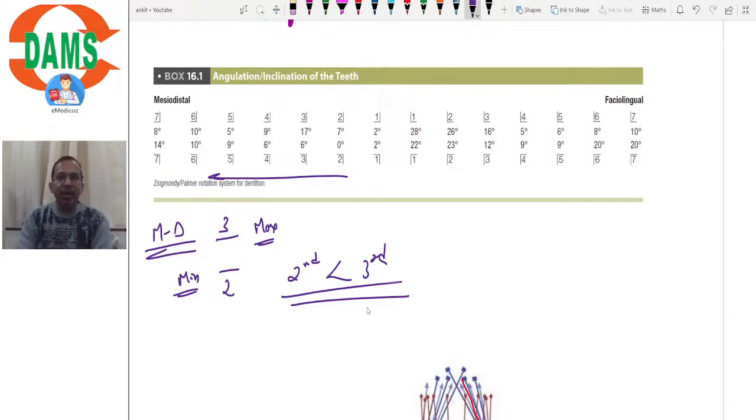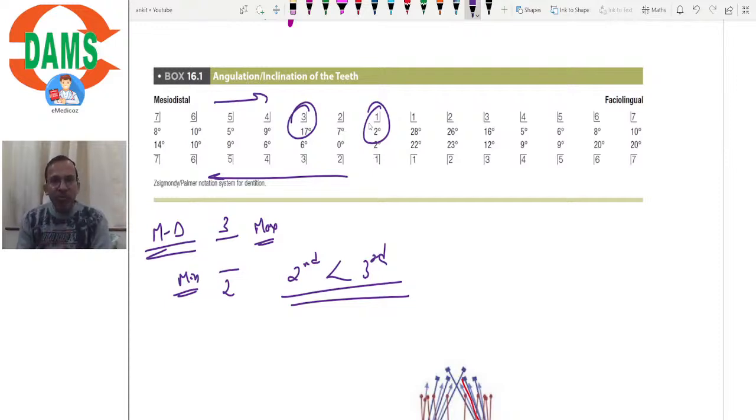था, बट मिनिमम किसका है? लैटरल इंसाइजर का। तो वो थोड़ा बहुत एक्सेप्शन होता है, राइट। Apart from that you would notice that the mesiodistal angulation increases distally in mandible. मैक्सिला में क्या है? मैक्सिला में मैक्सिमम इज इन दी canine, isn't it? Maxilla में maximum is in the canine and minimum is in the central incisor.